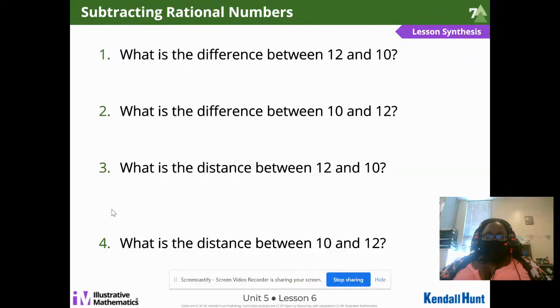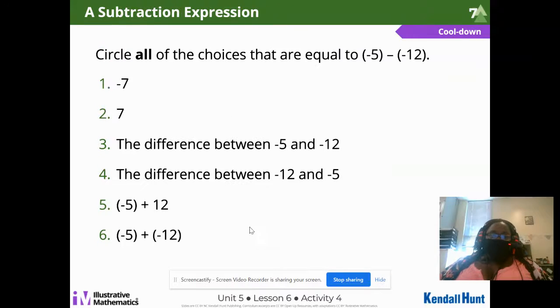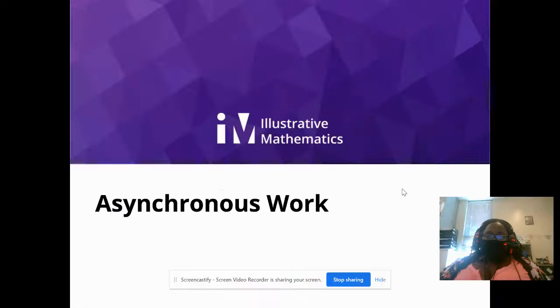Lesson synthesis, again, this is only if you're completing the PowerPoint, guys. You're just going to solve for these. Remember that difference means you're subtracting, and distance means you're going to use absolute value for 3 and 4. 1 and 2 subtract, 3 and 4 subtract, but use absolute value. And then looking at this, it says circle everything that applies. So we have -5 minus -12. Circle each of these statements that make this also true.